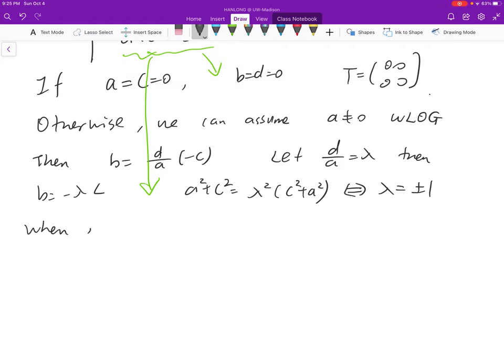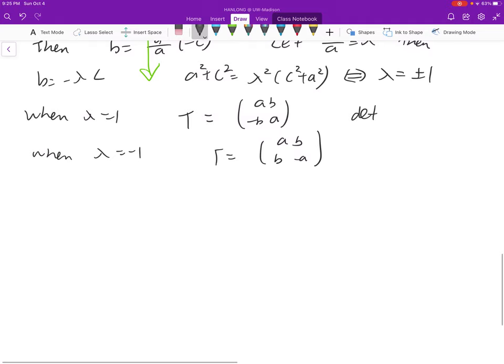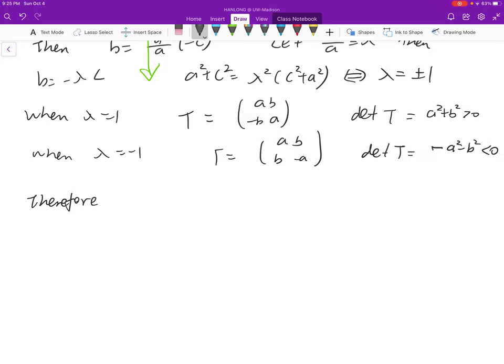So when lambda is 1, T is A, B, negative B, A. When lambda is negative 1, T is A, B, B, negative A. And for the first one, the determinant of T is A squared plus B squared, which is positive. And for the second one, the determinant is minus A squared minus B squared, less than 0. Okay, therefore, T must be A, B, negative B, A.